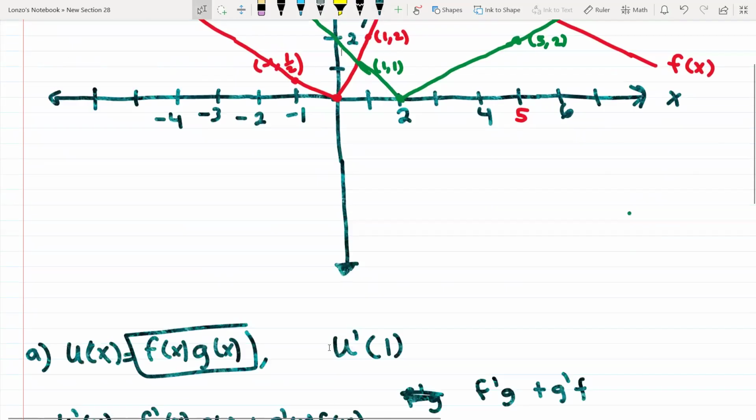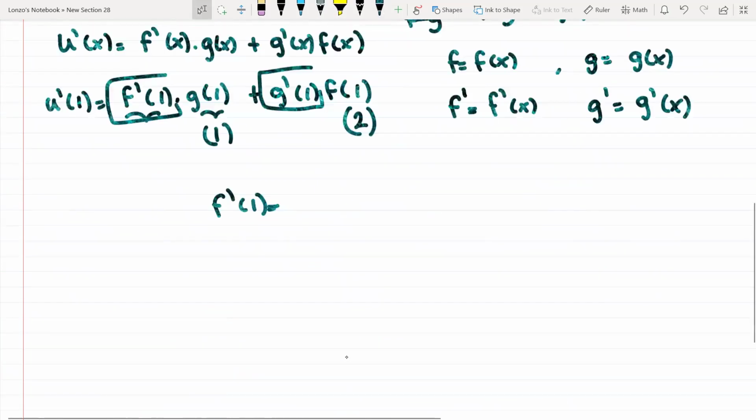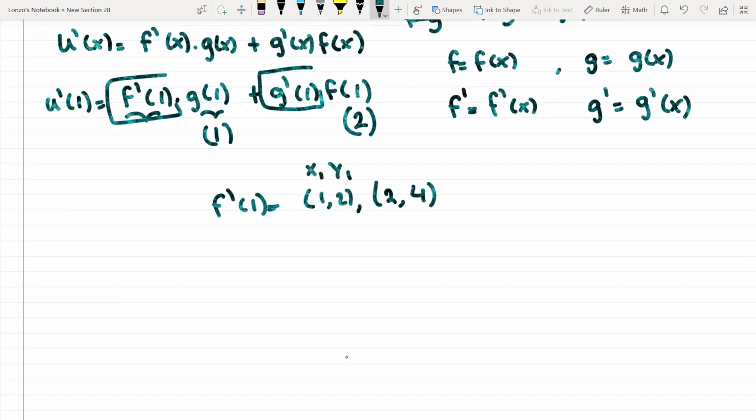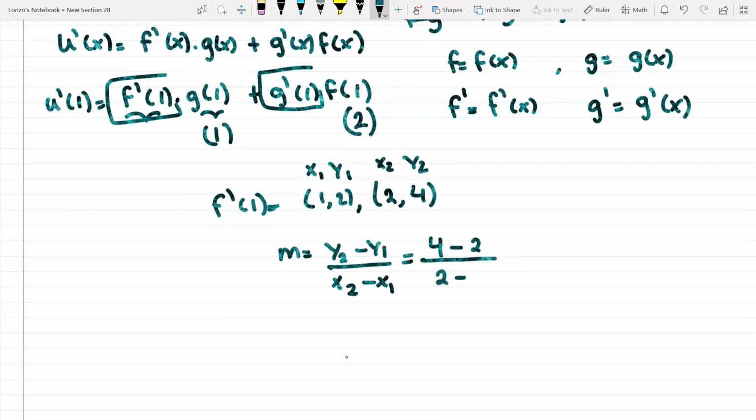So let's do that. These two points are 1 comma 2 and 2 comma 4, right? I'm going to find the slope by using the slope formula. I'm going to label the points x1, y1, x2, y2. So my slope is y2 minus y1 over x2 minus x1, right? My y2 is 4 minus my y1 is 2, and my x2 is 2 minus my x1 is 1. So 4 minus 2 is 2, and 2 minus 1 is 1. So my slope is 2.